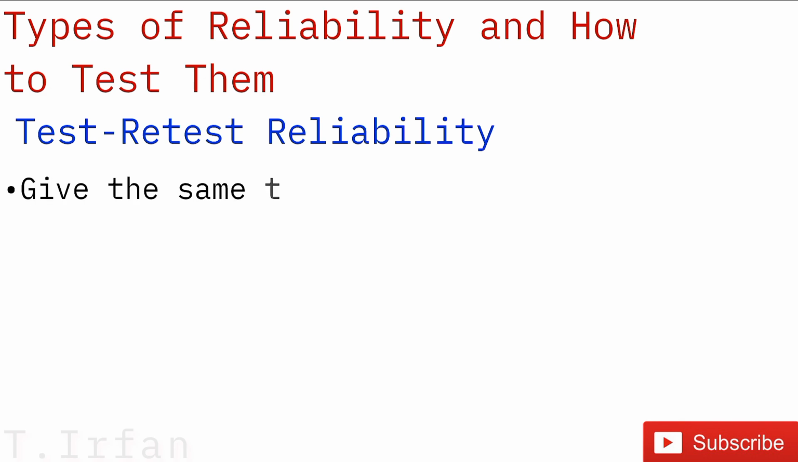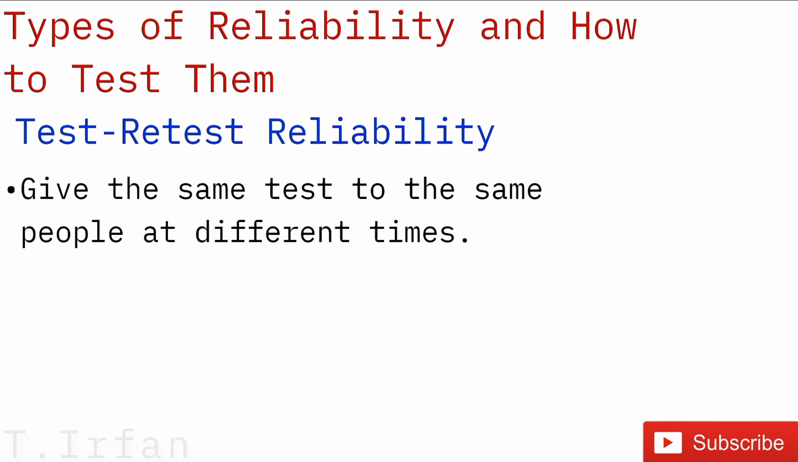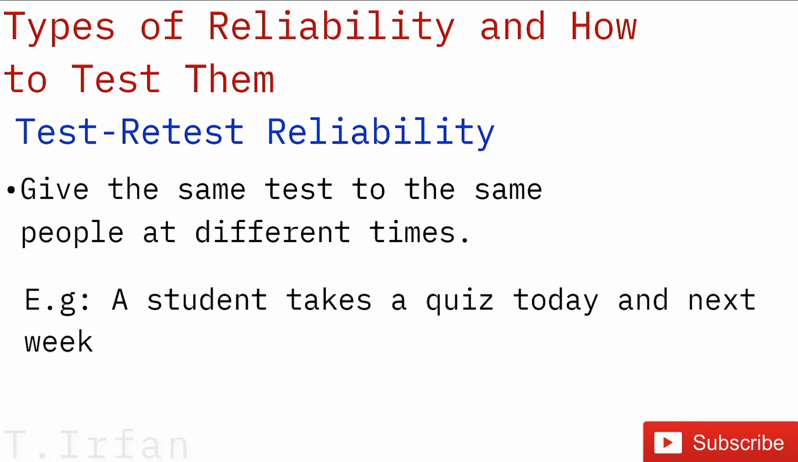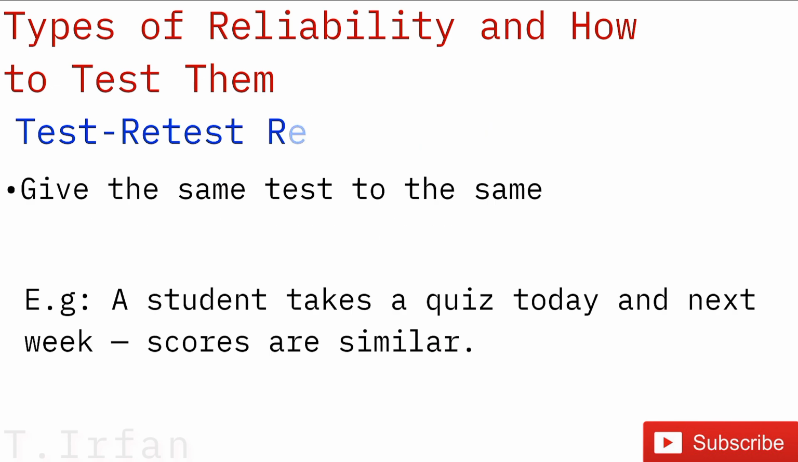The first one is test-retest reliability. If we give the same task to the same people at different times and the results are the same, we say that the test has test-retest reliability, or the test is reliable. For example, a student takes a quiz today and again next week, and in both tests the scores are similar. We can say that the test is reliable.